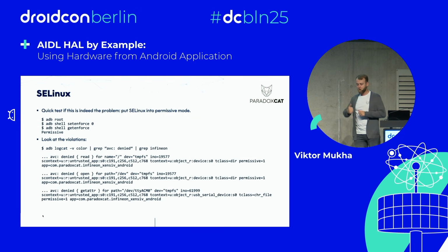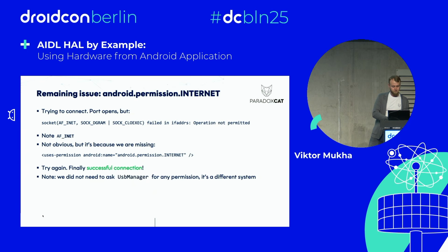Then we get into SELinux, and I won't go much into detail here. It's too complicated. Let's just make it permissive and look at the violations. If you can decrypt those, we're trying to read the root entity, we're trying to open the dev, we're trying to get attributes of dev/ttyACM0, and all of that is forbidden. So we can fix that, but let's come to it later. Let's just keep it permissive.